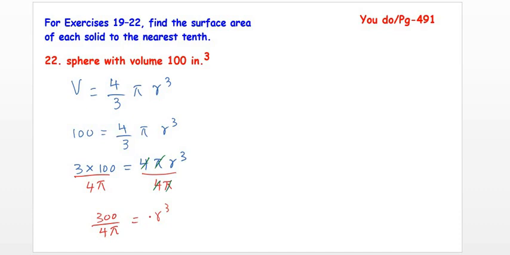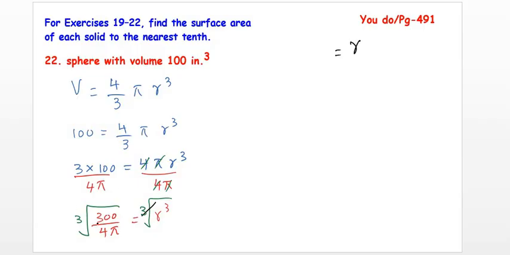Now to get the value of r, please remember this is cubed, so the opposite of cube is cube root. So you will take the cube root of this side and you will take the cube root of this side. Here cube and cube root will cancel each other, so we will be left only with r equals.